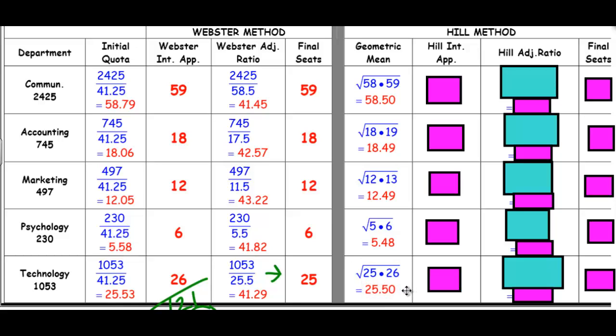Alright, from here we always use these as a comparison: the geometric mean compared with your quota. Between 58.79 and 58.5, you compare these values. 58.79 is greater than 58.5. So if your initial quota is greater than the geometric mean, then this value will go up, so this will go up to 59.